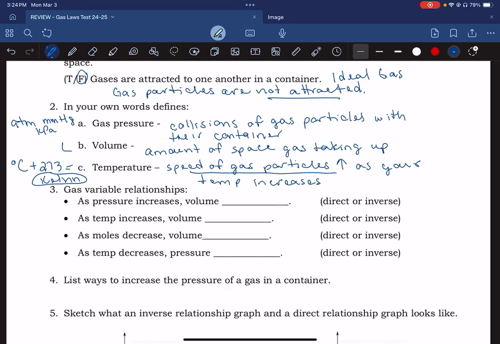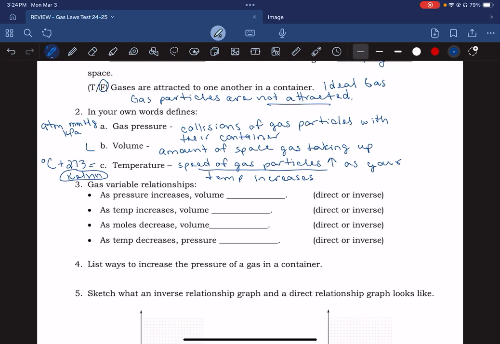All right. Okay, so gas variable relationships. Here we're talking about some of the different laws that we have studied. We know that pressure and volume are inversely related, because it's P1 V1 equals P2 V2. That's an inverse relationship.